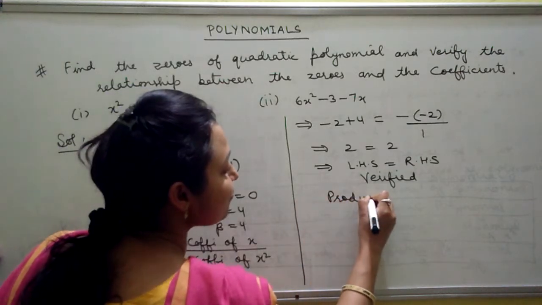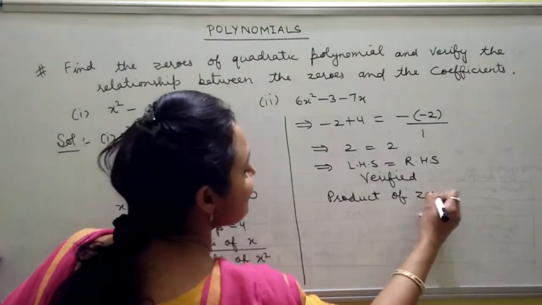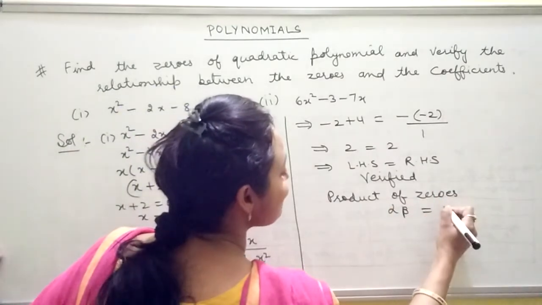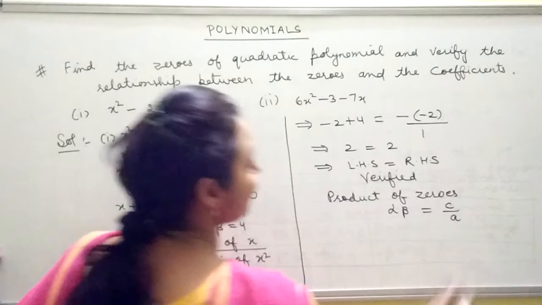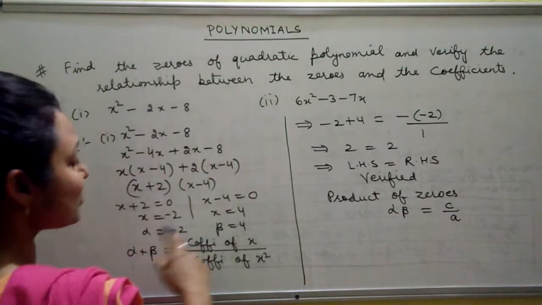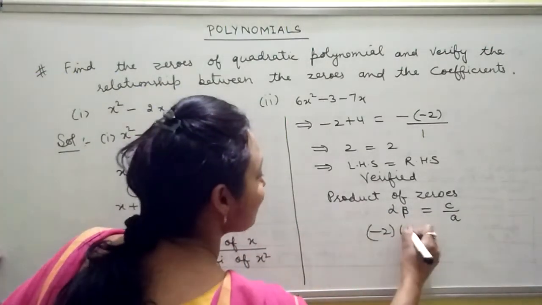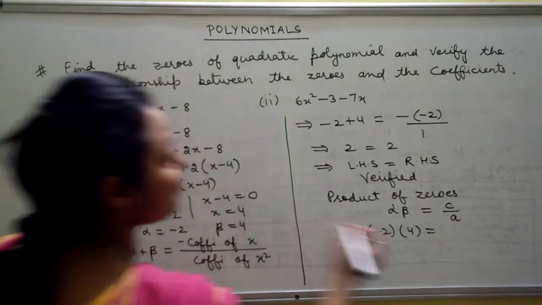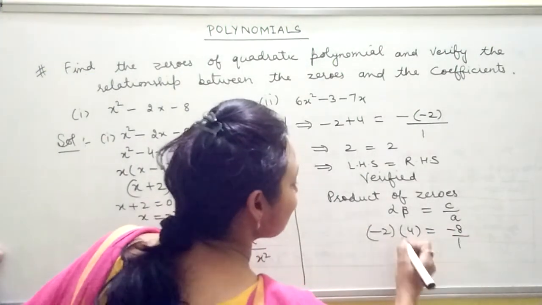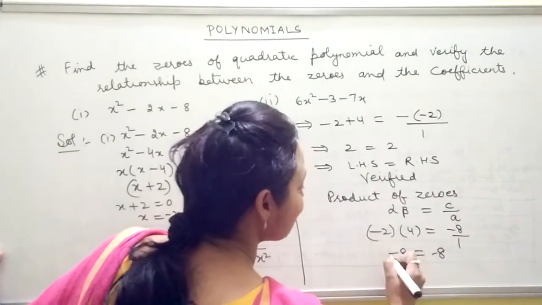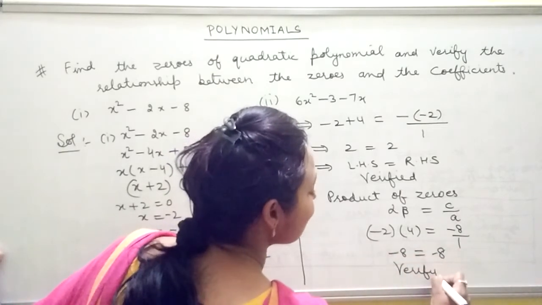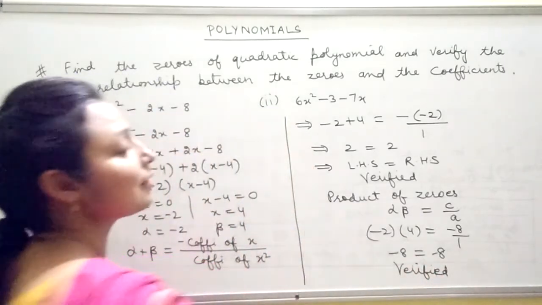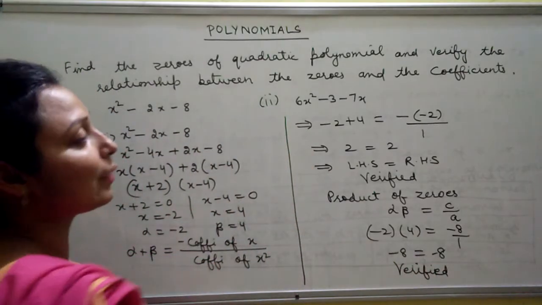Now we have to verify the second one, that is the product of zeros. The product of zeros, alpha into beta, equals c upon a. Take the product of these two: minus 2 into 4 equals c upon a. Where is c? That is minus 8 upon 1. Minus 8 equals minus 8. So verified. Both formulas are verified here by using alpha and beta. Now come to the second question.